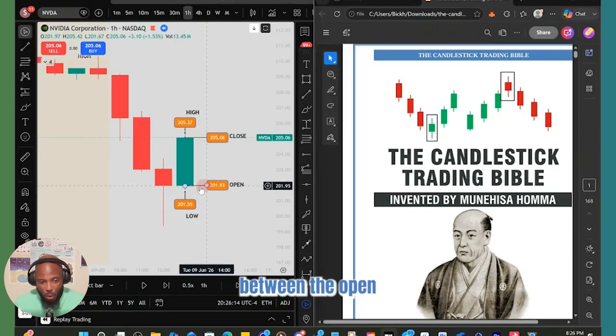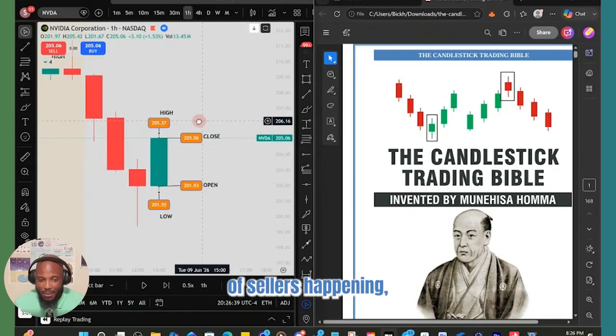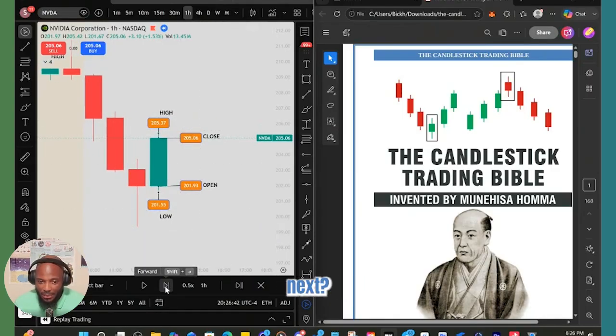30-cent difference between the open and the low. 31-cent difference between the highest point and the close, meaning sellers sold at 205.37 down to 205.06. Not a lot of selling. That's what that told me. Not a lot of selling happening, buddy. So if not a lot of sellers are happening, what can you expect next?